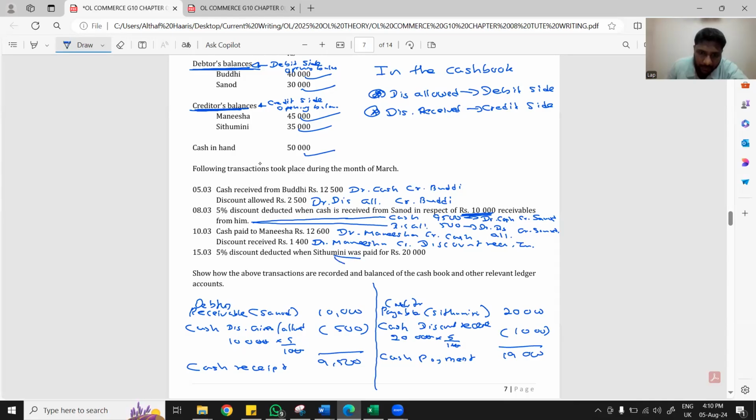Then this one will have two parts. One is for the cash, the other one is the discount receipt. So for the cash one, debit the Situmini's account, credit the cash account. Discount received, debit the Situmini's account, credit the discount received income account. So let's record that one also. Quickly write this down.